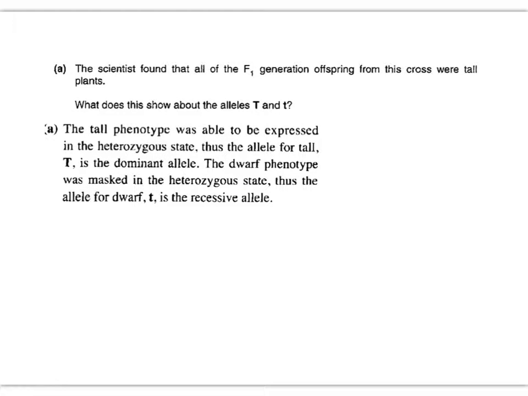Then we move on, and they say that all F1 generations, of course, they were all tall. So what can you prove? It means that the moment you have this big T allele, and if it's dominant, you will be tall. Okay, so genotype, the moment you have a big T dominant allele in your genotype, you will be tall in terms of your phenotype.